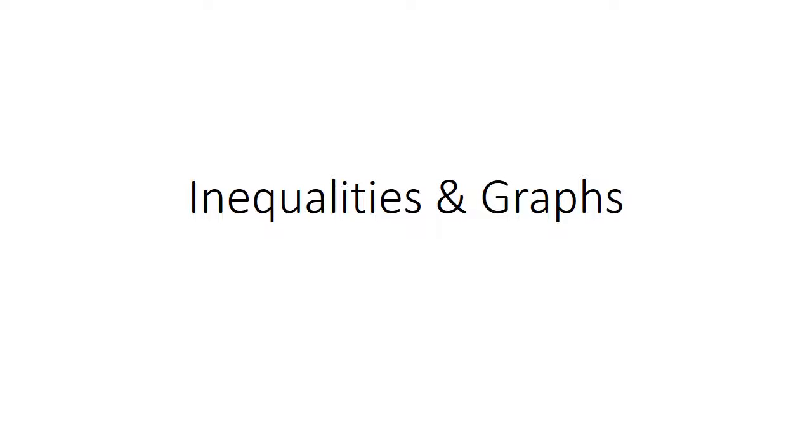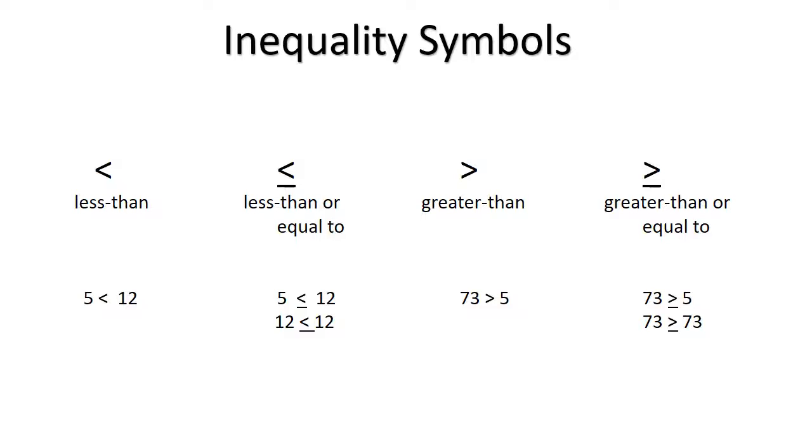Now we're going to talk about inequalities and graphs. When you're working an inequality type of problem, you're going to encounter one of these four symbols. You'll either see less than, notice the smaller point of the symbol is to the left, and the open part, many people envision that as like an open mouth, is to the right. The proper use of a less than would be something like 5 is less than 12, which is true.